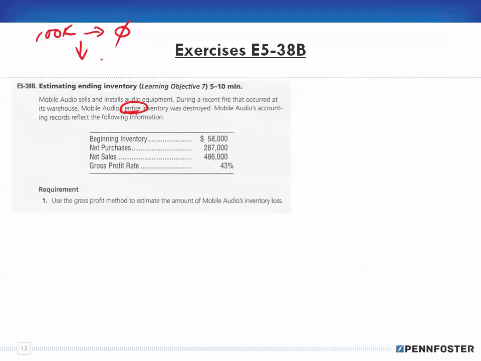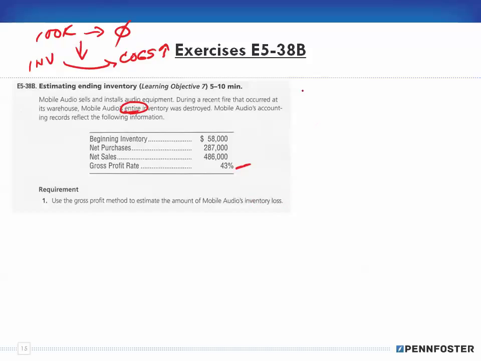So the inventory is going down, and we're going to have to adjust that inventory. If it goes down, we're adjusting it over to cost of goods sold. So the cost of goods sold goes up by the 100,000. But that's just the thinking in the back of my head. I haven't even looked at the data yet. Mobile Audio's accounting records reflect the following information. So we have beginning inventory, net purchases, net sales, and a gross profit rate, which means we're going to have to calculate our estimated gross profit. Use the gross profit method to estimate the amount of Mobile Audio's inventory loss.